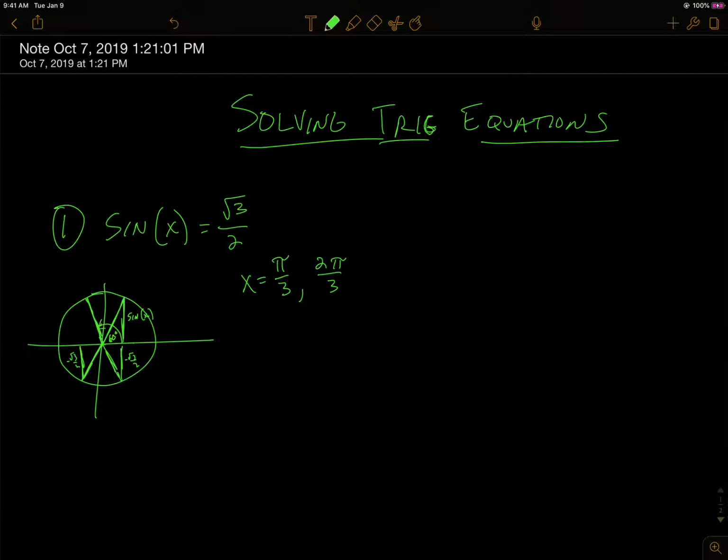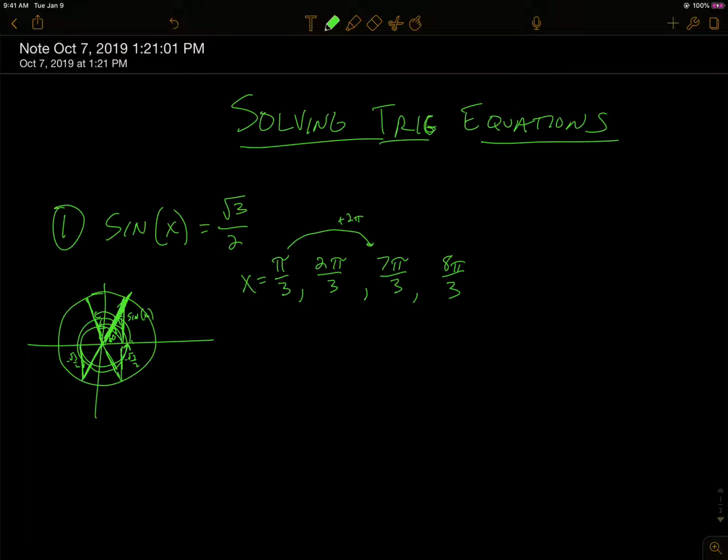So when I go around once and I get back to 2 pi, I'm going to keep going. If I go another 60 degrees, I'll be back at this angle. So that's going to be 7 pi over 3. And then again here, that's going to be 8 pi over 3. And I can just keep going around and around. If I take pi over 3 and I add 2 pi to it, I get 7 pi over 3, because I just went around the circle one full time and arrived back here.